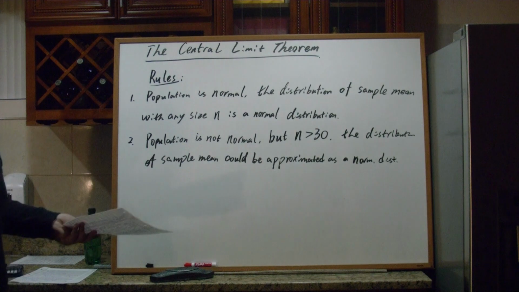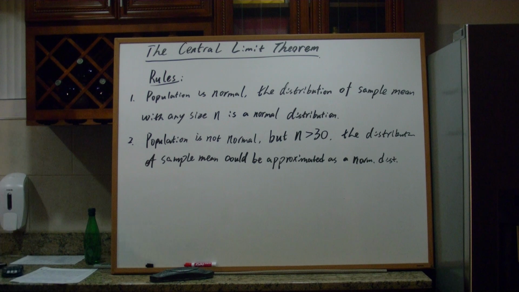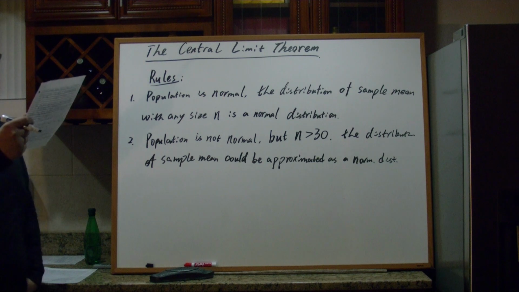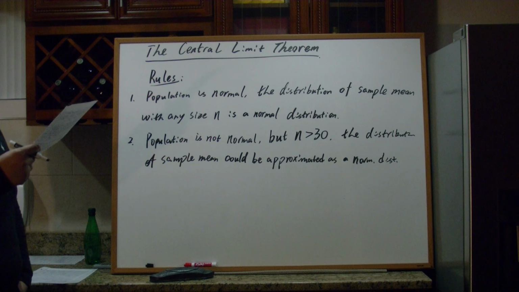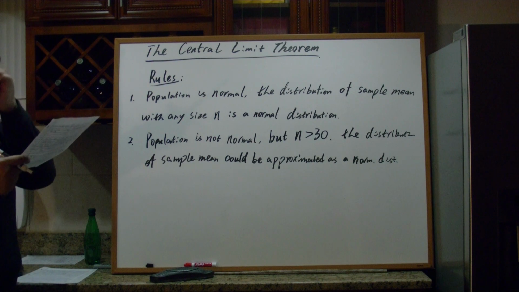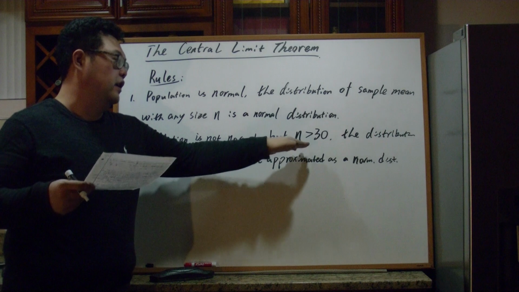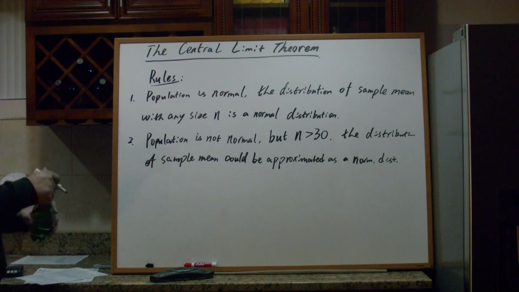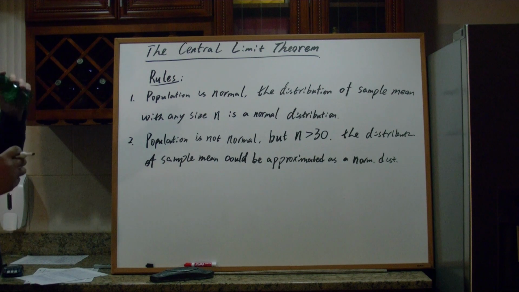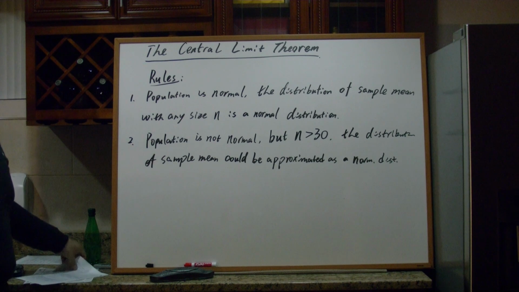If the population is not normal but n is large enough, the central limit theorem states that the sample mean can be approximated as a normal distribution as n increases, for any distribution of x. The population is not normal, but as n increases, in our book, n bigger than 30, then the distribution of the sample mean could be approximated as a normal distribution.